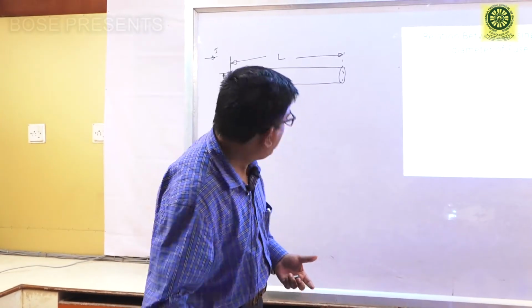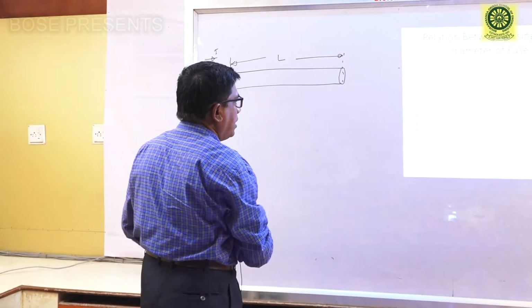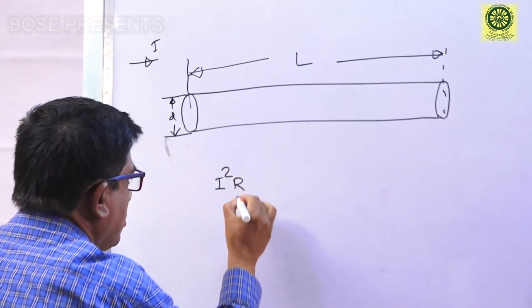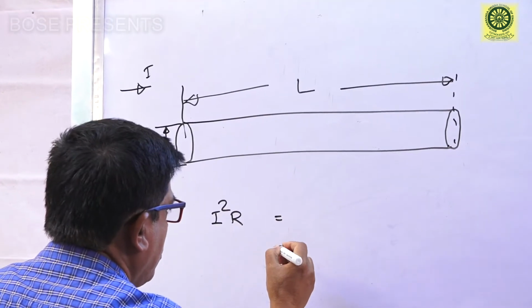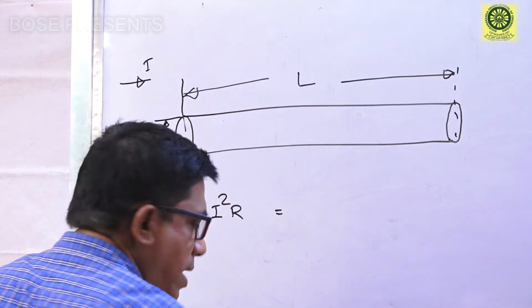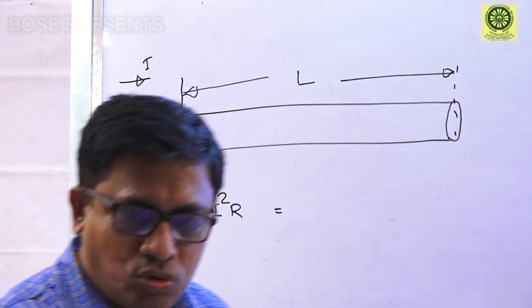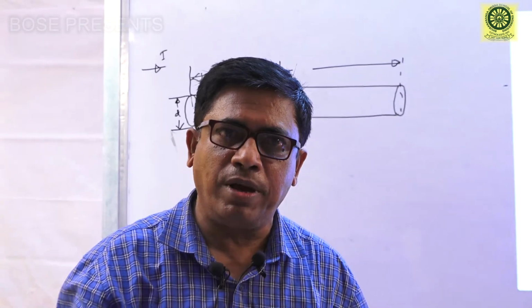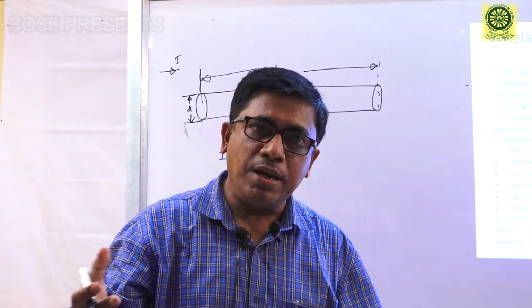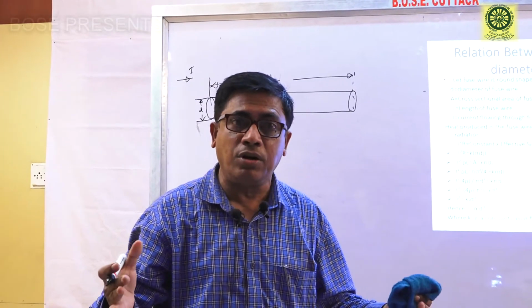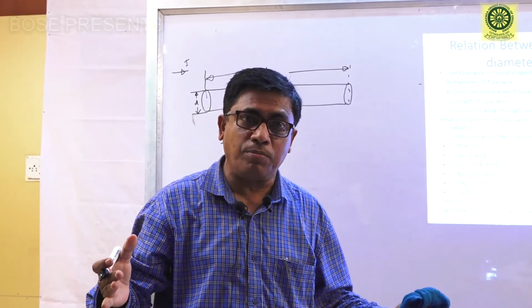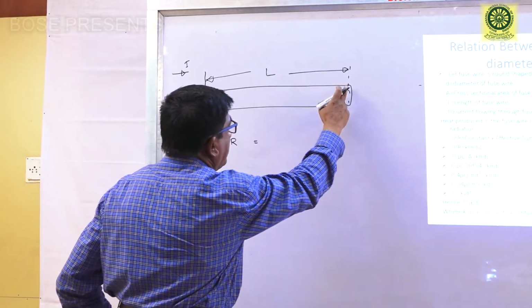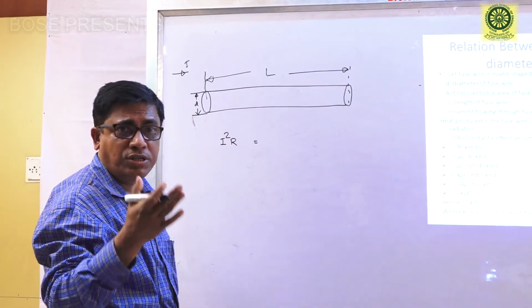So what can I write? I square loss is equal to, again one thing I am telling. This loss goes out in the form of conduction, convection, radiation. Actually it depends on the surface area of the conductor, or you can say the surface area of the fuse element. So what is the fuse element? This is your fuse element whose length is L, diameter is D.